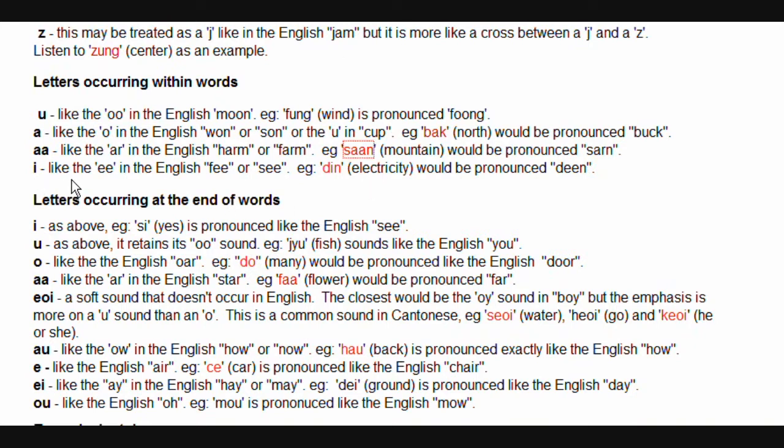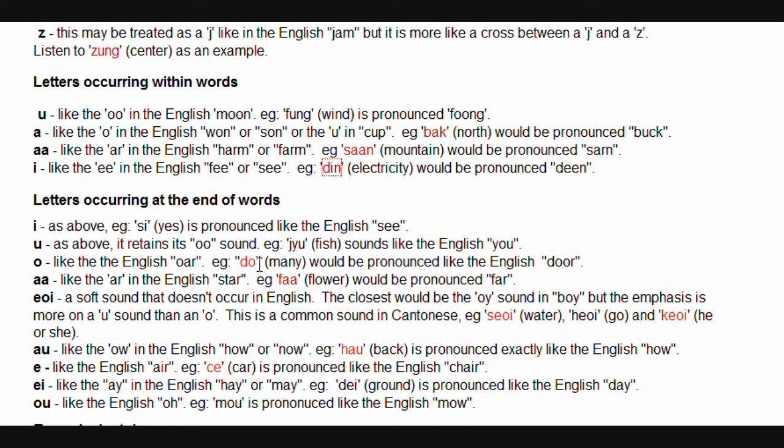I, like the E in the English fee or see, e.g. din, electricity, would be pronounced deen. Letters occurring at the end of words. I, as above, e.g. sai, yes, is pronounced like the English sigh.